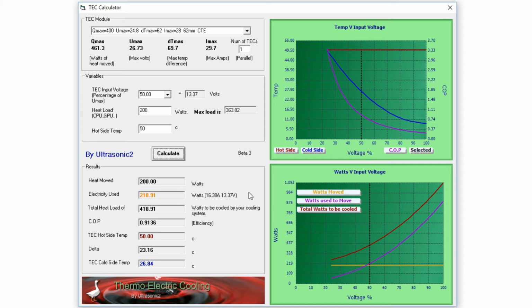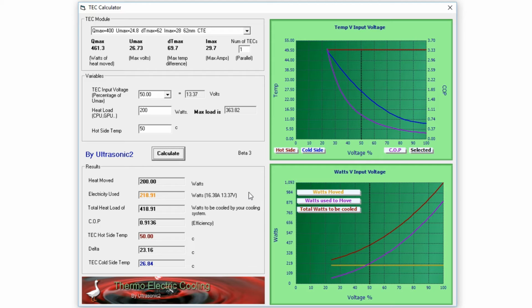Now we need to remember that the TEC calculator is based on mathematical equations, not tested TECs. So one would expect a very expensive TEC to potentially perform better than these numbers, and a very cheap one to potentially perform worse than these numbers. We need to remember that this is only in relation to the TEC itself.